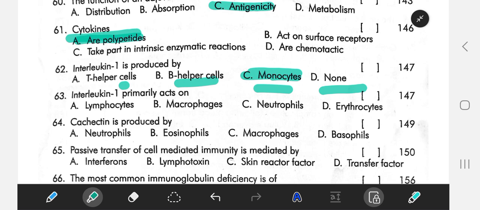Question number 63. Interleukin 1 primarily acts on A. Lymphocyte, B. Macrophages, C. Neutrophil, D. Erythrocytes. Interleukin 1 primarily acts on A. Lymphocytes.